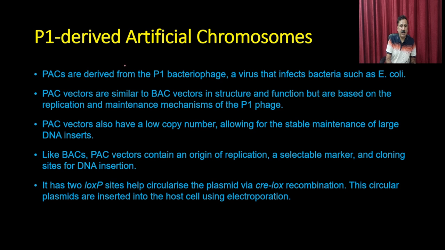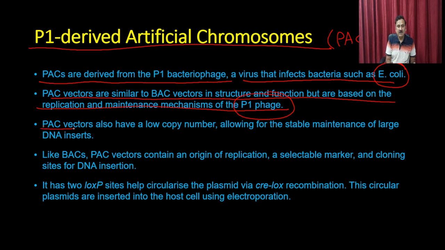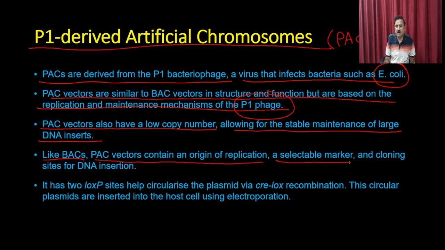Then we have the P1 derived artificial chromosome, or PAC. PACs are derived from the P1 bacteriophage, a virus that infects bacteria such as E. coli. PAC vectors are similar to BAC vectors in structure and function, but are based on the replication and maintenance mechanism of the P1 phage. PAC vectors also have a low copy number, allowing for the stable maintenance of large DNA inserts. Like BACs, PAC vectors contain an origin of replication, a selection marker and a cloning site for the DNA insertions.